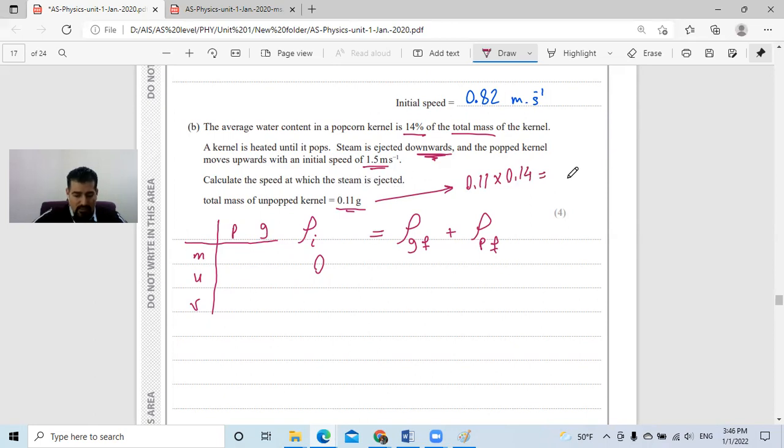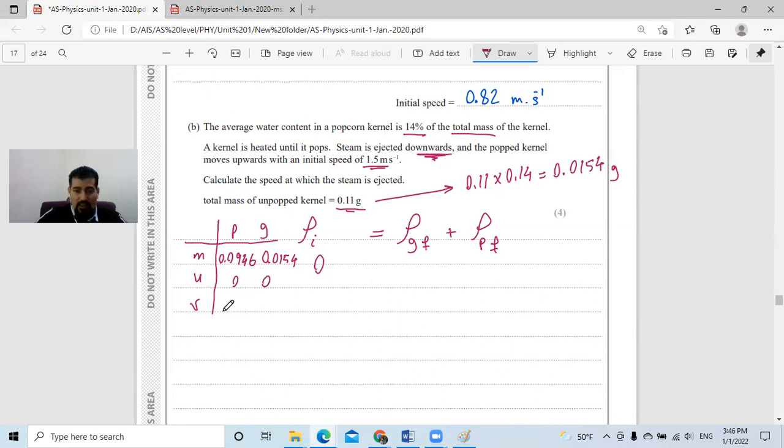And the mass of the gases is how much? It will be 0.0154 grams. So the total mass for both of them was 0.11, and that means they divide the masses. So how much mass is left? Here the mass of the gas is 0.0154, and what's left is 0.0946 exactly. Both of them have an initial speed of 0.